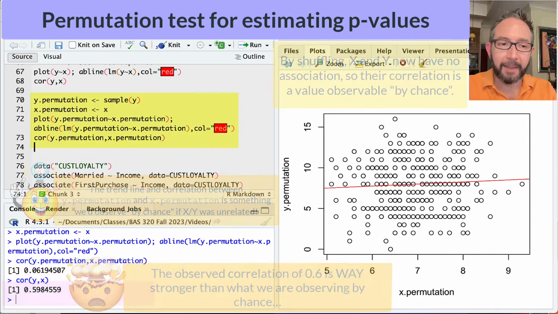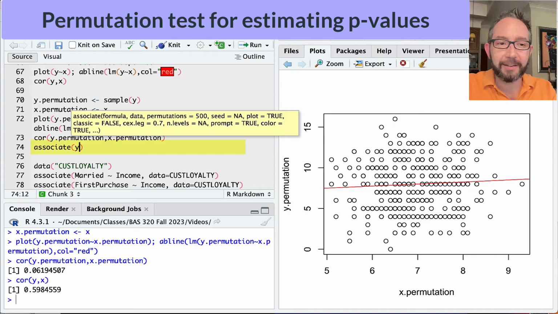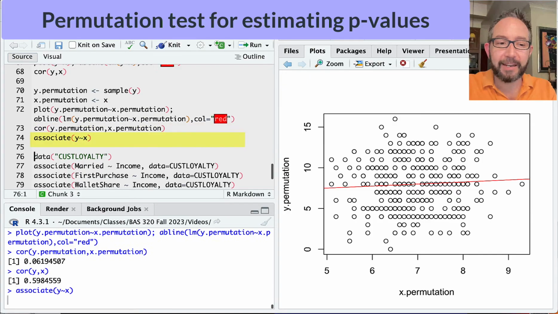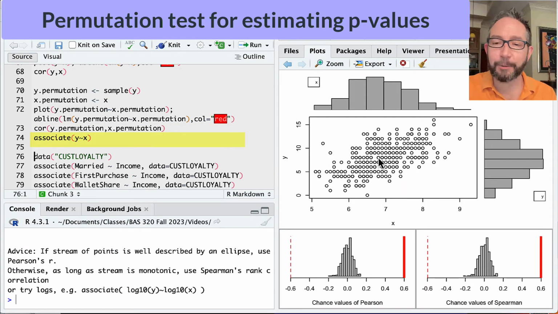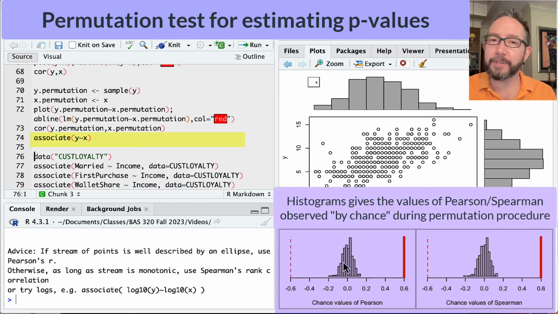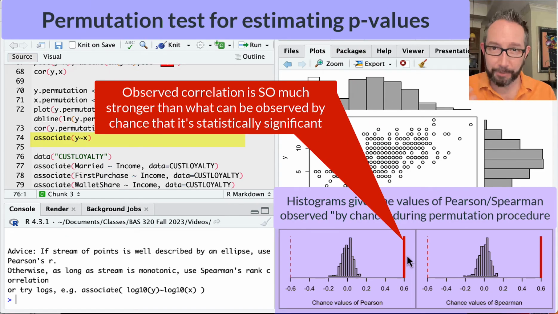And so when we run associate on the original data here, we've got that scatter plot, and here are histograms of the values of the correlation that we're observing over this permutation procedure. These are the values that we observe by chance alone when x and y are completely unrelated to one another. The red line indicates the observed correlation in our data set, and so we can see just how out of whack that measured correlation is with what could be produced by chance.